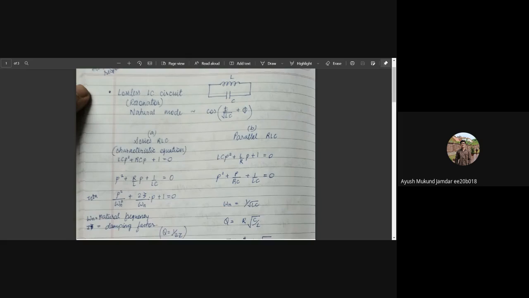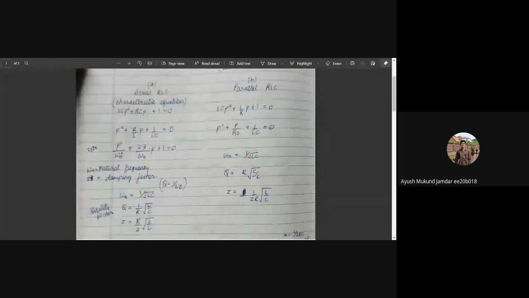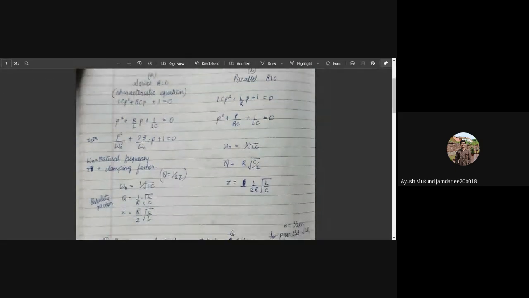And in the parallel and series combination of LCR circuits, we got two characteristic equations for the exponential response that we had guessed as its solution. So for the series combination, it was LCp square plus RCp plus 1 equals 0. And for parallel, it was LCp square plus L by R times p plus 1 equals 0. That is, the coefficient of p is different in both the cases.